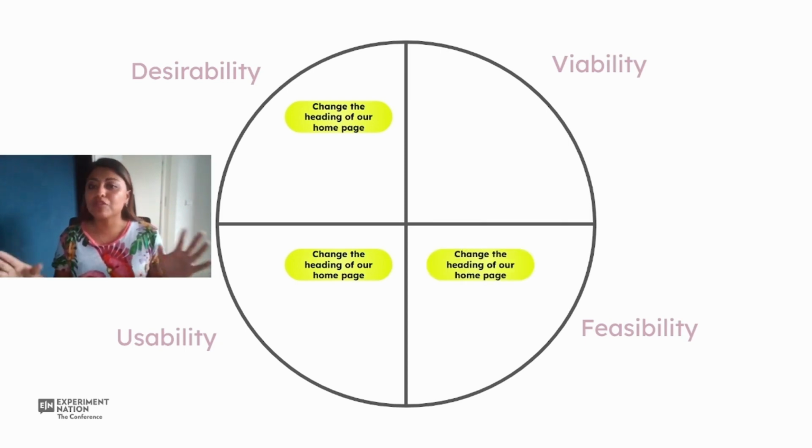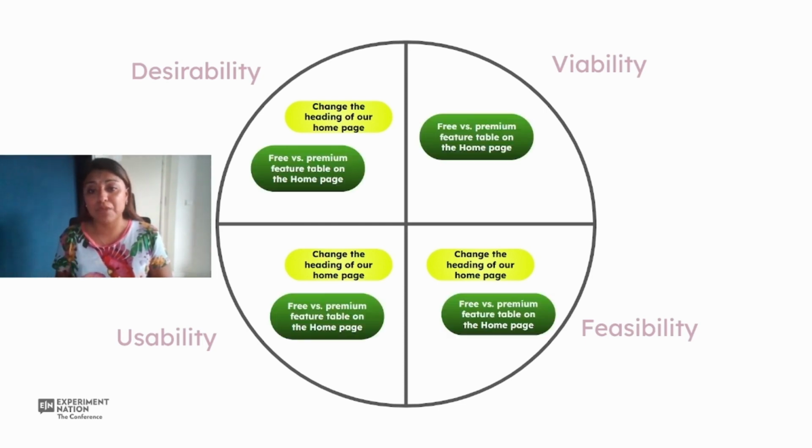And then we do the same with other ideas. And then we start with those that are in the four quadrants. For example, after discussing, we agreed that the idea of adding the free against premium feature table on the homepage was in the four quadrants. Therefore, we moved that one up in the list. However, it is very important to mention that this process must be executed as a team because we want to hear the pros and cons from all the stakeholders.